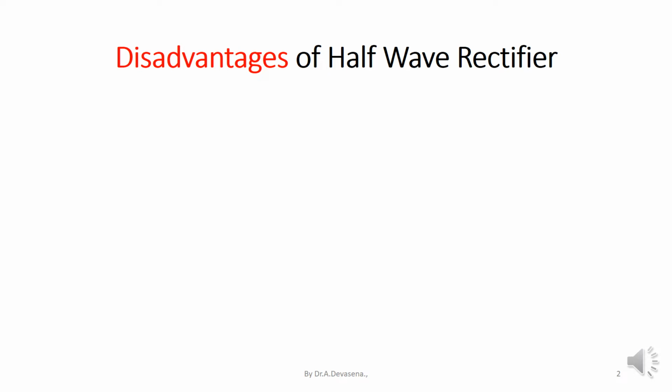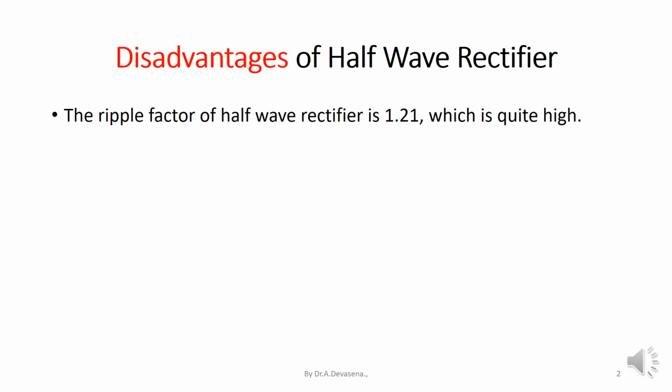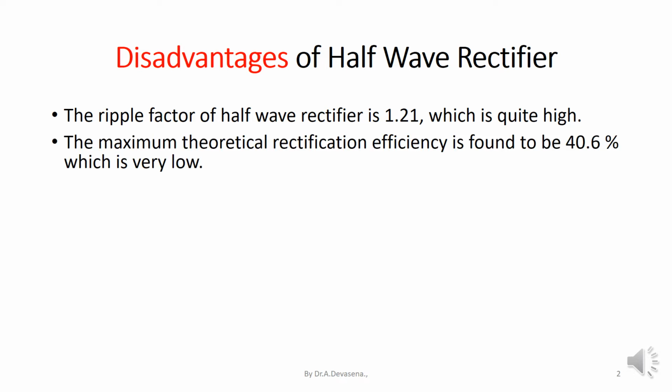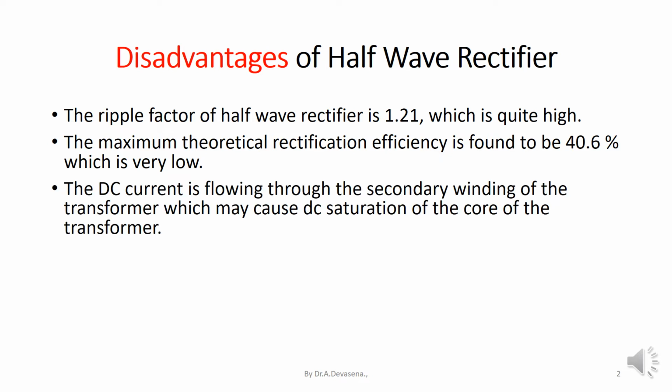the half wave rectifier. The ripple factor of the half wave rectifier is 1.21, which is quite high. The maximum theoretical efficiency of the half-wave rectifier is found to be 40.6%, which is very low when compared to the full-wave rectifier. The DC current is flowing through the secondary winding of the transformer, which may cause DC saturation of the core of the transformer.